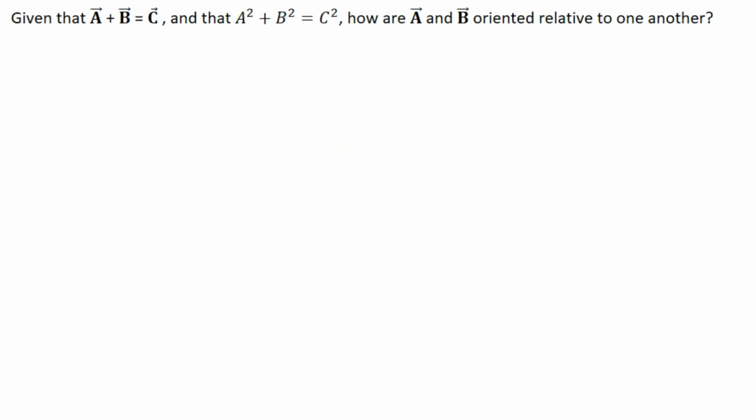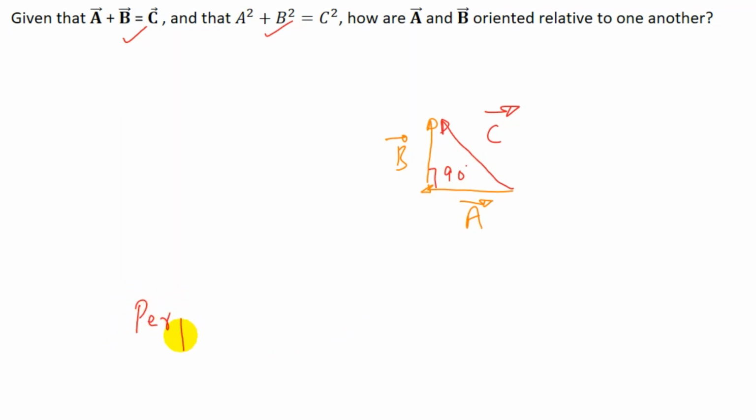Let me show this on the figure. Suppose this is the direction of vector A and this is the direction of vector B. Then vector A plus vector B is represented by this arrow. This would be the vector C. In this case this condition is satisfied. Thus we can say the angle between vector A and vector B is 90 degrees. Therefore they are perpendicular to each other. So this would be the correct answer for this question: perpendicular to one another.